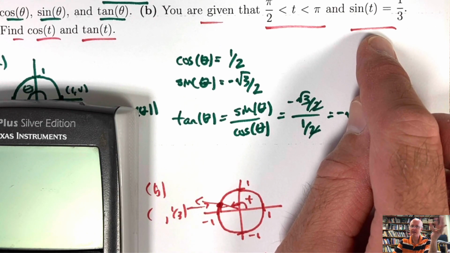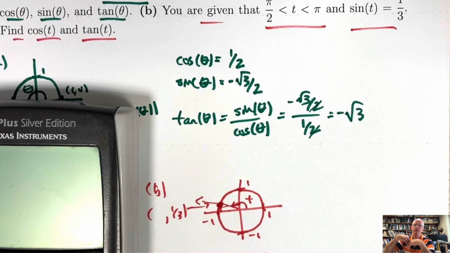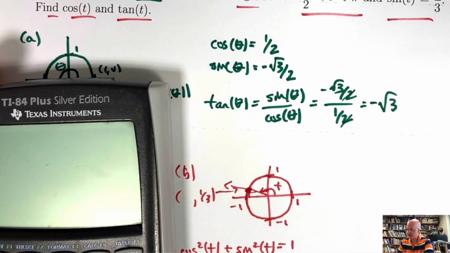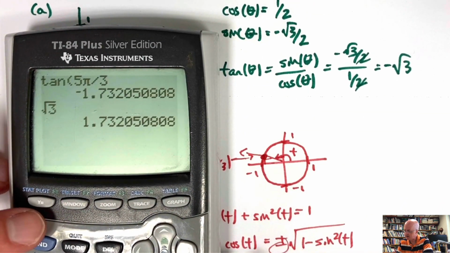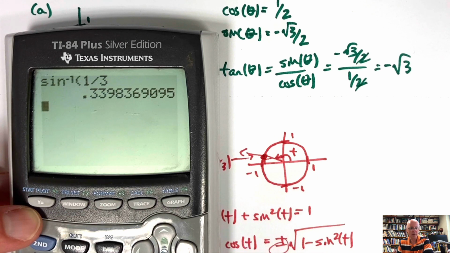Okay, by definition, the inverse sine function gives you answers between negative pi over 2 and positive pi over 2, negative 90 degrees and positive 90 degrees. So you can do it, but it's a little tricky. So let's go ahead and take the inverse sine of 1/3 here. Inverse sine of 1/3 gives you 0.3398 radians. I'm in radian mode here.